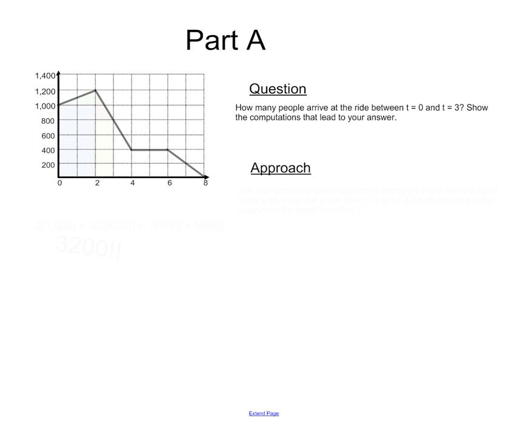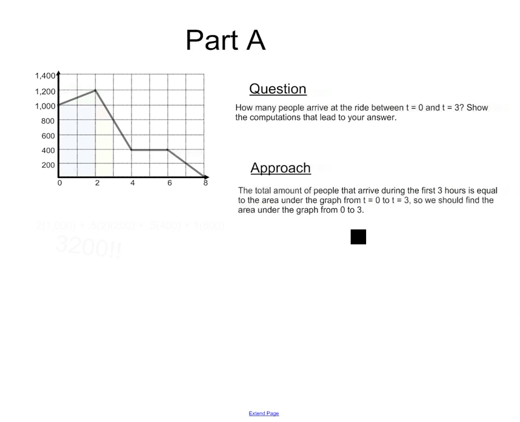Part A. How many people arrive at the ride between t equals 0 and t equals 3? Show the computations that lead to your answer. In order to do this, we need to find the area under the graph from t equals 0 to t equals 3. To do this, we can split the graph into shapes we know, 2 rectangles and 2 triangles. Then we find the area of each of these shapes.